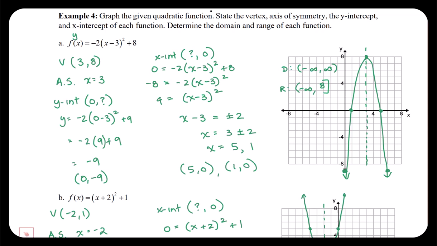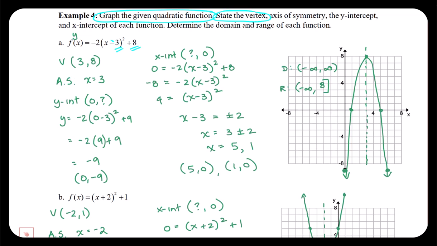So we're going to graph these. Let's do this in pieces. First of all, we're going to find the vertex. In vertex form, here is the x and the y for the vertex. Remember, the vertex form has subtraction built in, so the h is 3 and the k is 8. So the vertex is (3, 8). And I would plot that first.